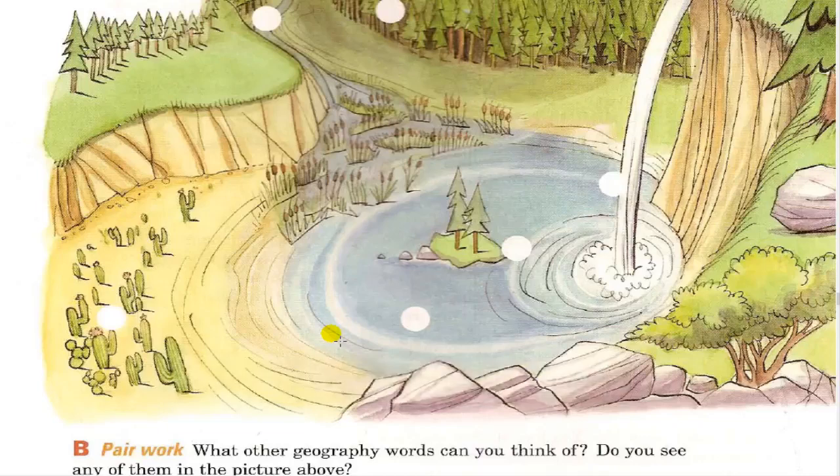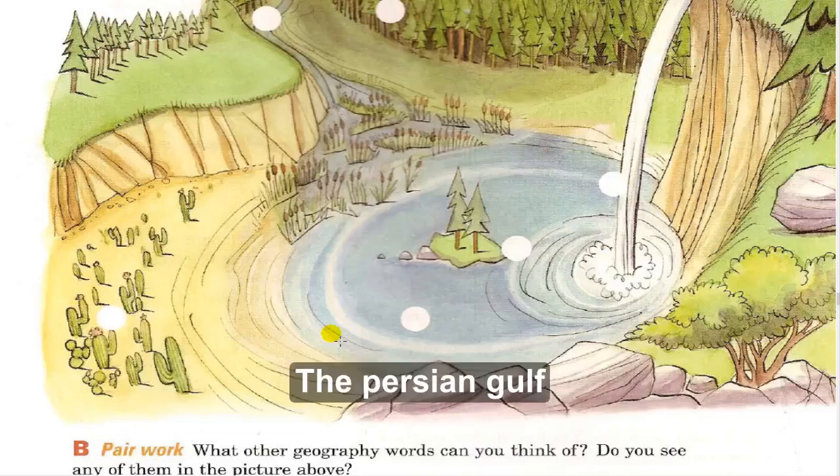Gulf, like the countries of the Gulf area: Saudi Arabia, Kuwait, Qatar, Bahrain, United Arab Emirates. All of these countries are on the Gulf, the Persian Gulf. The High Dam, the High Dam in Egypt.